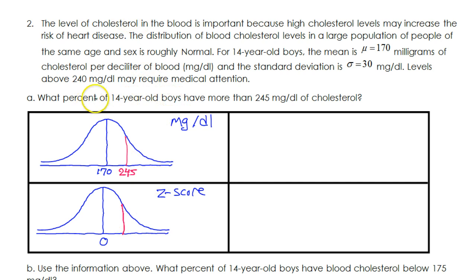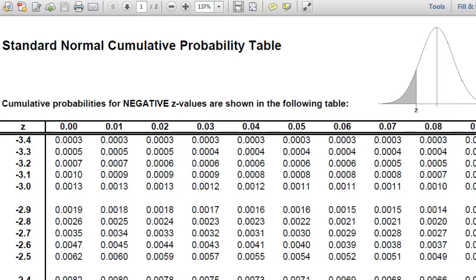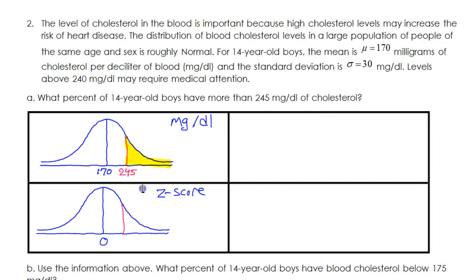Okay, let's see, what percent of boys have more than 245? So I know I'm interested in the part of the graph that is to the right of this, so I'm going to go ahead and highlight it this way. Now as soon as I do that, I'm thinking, wait a minute, is this the situation where I can read my percentages right off the z-score table, or is this the one where I have to subtract from 100? So I'm just going to mention now that this is the one where I have to subtract from 100.